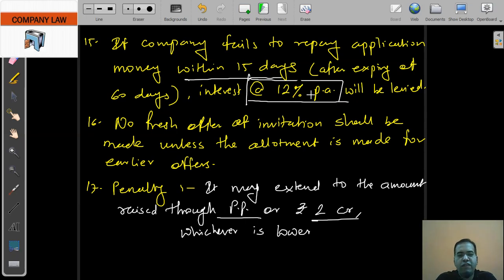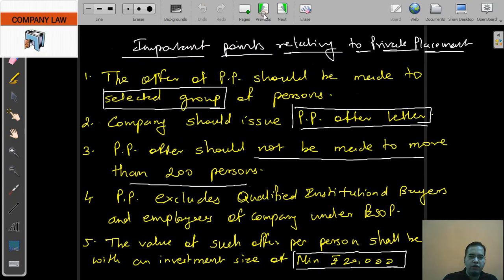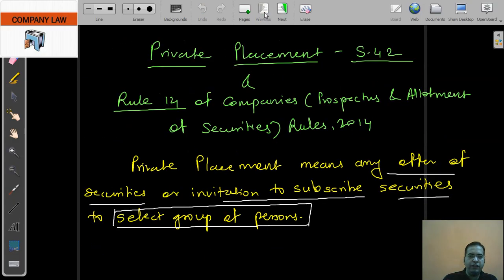No fresh offer or invitation shall be made unless allotment is made for the earlier offer. So allotment is a very important part in case of private placement. Otherwise no fresh offer can be made. Penalty may extend to the amount raised through PP, that is private placement, or rupees 2 crores, whichever is lower. So these are the very important points. Just make a note of all these points very quickly.